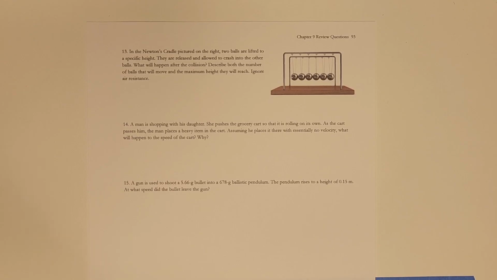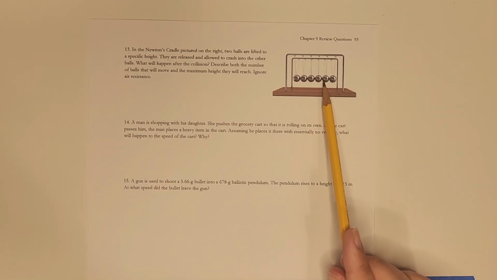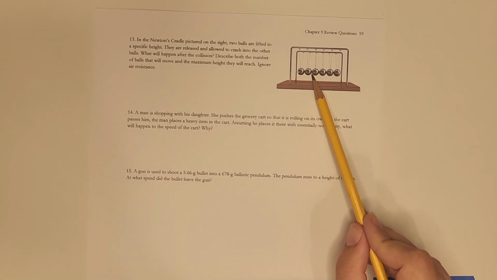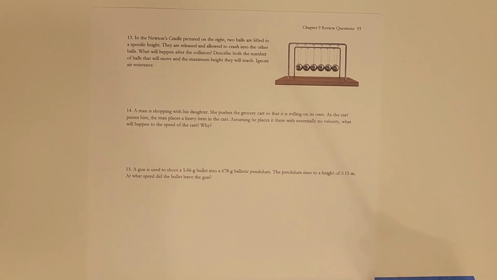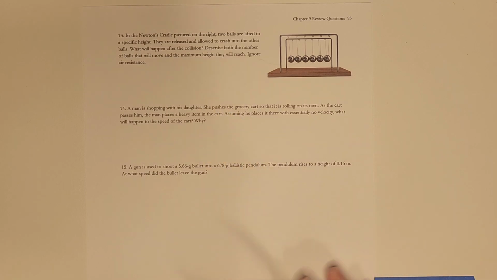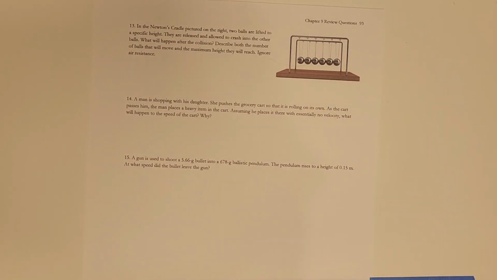For question 13, in the Newton's cradle pictured on the right, two balls are lifted to a specific height. They are released and allowed to crash into the other balls. What will happen after the collision? Describe both the number of balls that will move and the maximum height they will reach. And ignore air resistance. Okay, so if two balls are lifted and dropped, that means that two balls on the other side will, with the same speed, rise to the same height before falling back down. And that is because momentum and energy must be conserved, and that's the only way that that can happen.